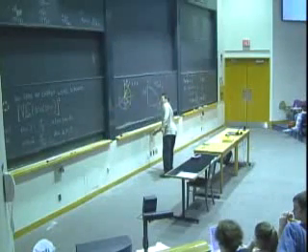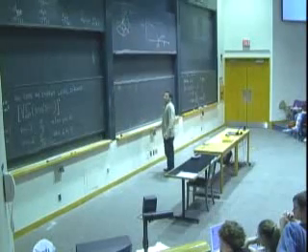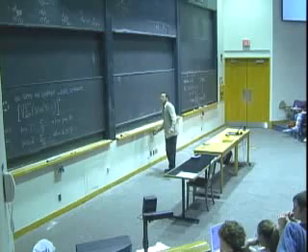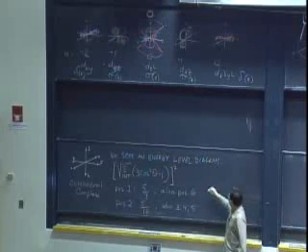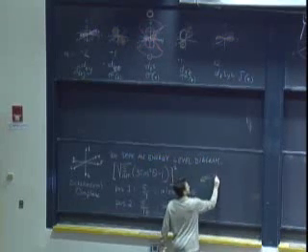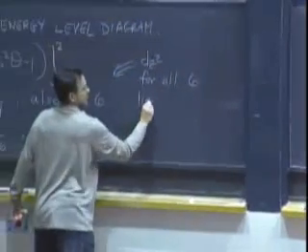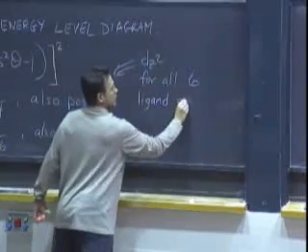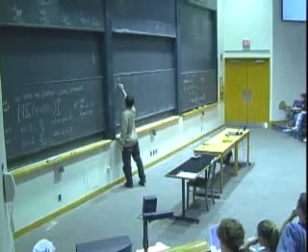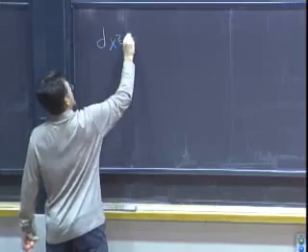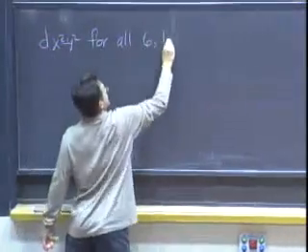And then let's take this one up to the top. Now next, so here we've done one of the d orbitals. This is dz squared for all 6 ligand positions. All right, and now let's do d x squared minus y squared for all 6 ligand positions.